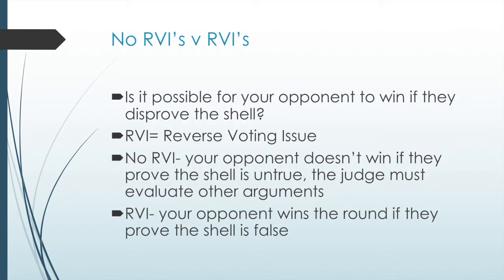The next paradigm issue that we'll talk about is no RVIs versus RVIs. Basically, this is asking the question, is it possible for your opponent to win if they prove that the shell is false? If they prove that there was no abuse, does that mean that they win the round? So RVI is an acronym for reverse voting issue. That just makes sense because if the shell is a voting issue, then if it goes the other way and you can lose for reading a shell that isn't true, then that means that we've reversed that voting issue.